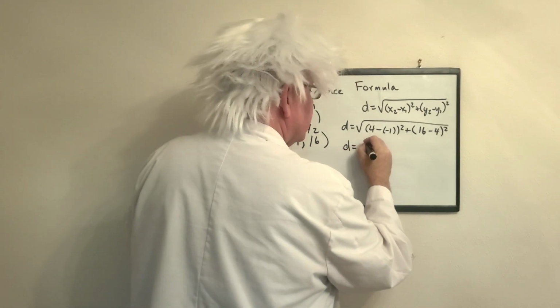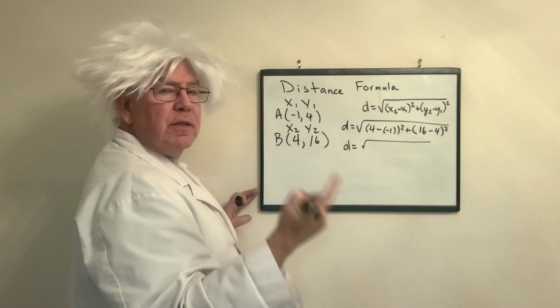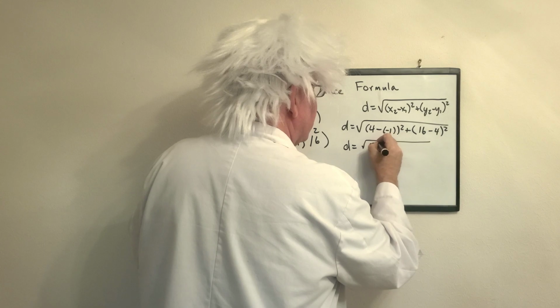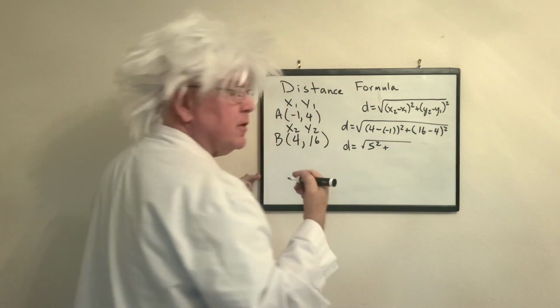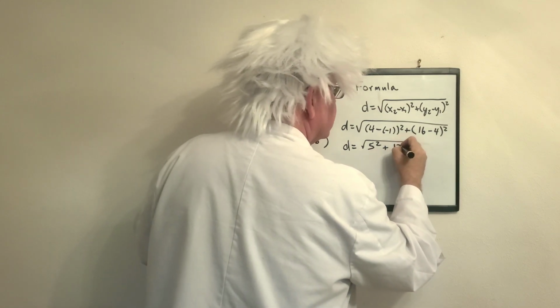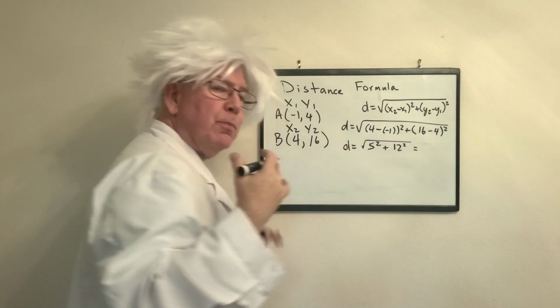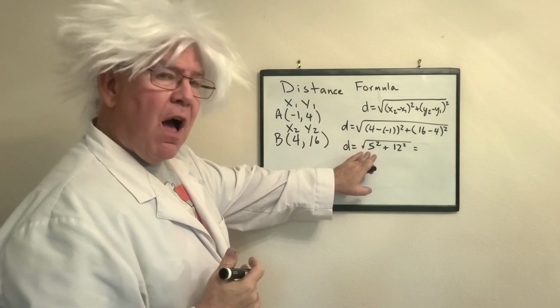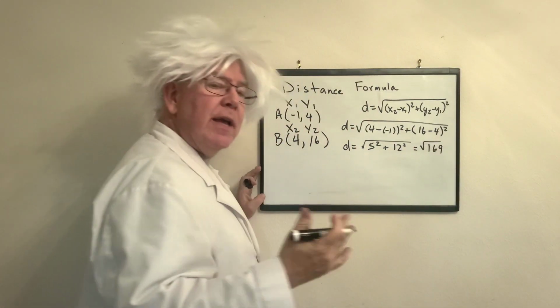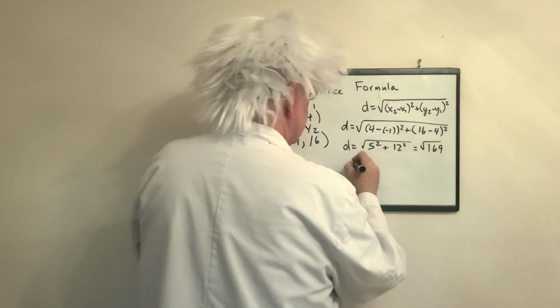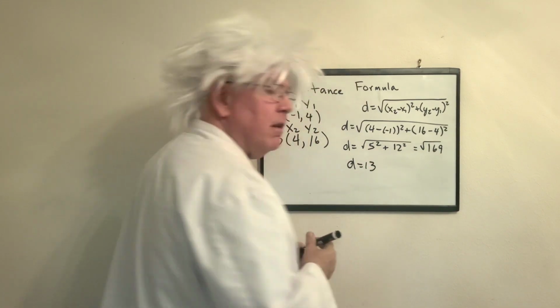We have subtracting a negative is like adding a positive. So 4 plus 1 is 5, so this is 5 squared. Now, 16 minus 4 is 12, so 12 squared. Now, when you plug that in the calculator, you have 25 plus 144 is 169. And when you take the square root of 169, you get 13.